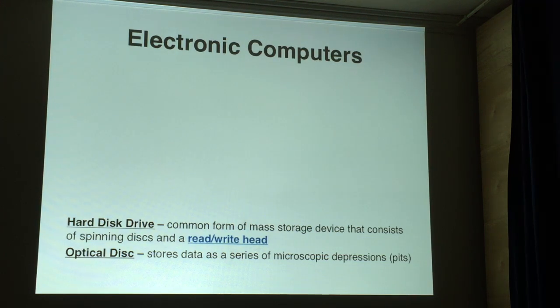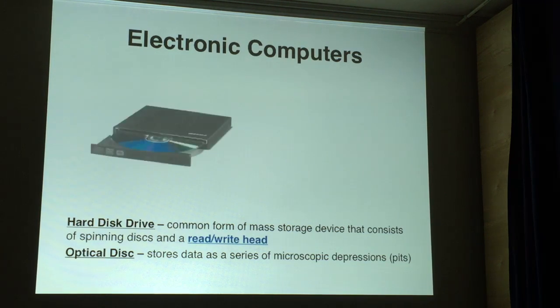The way they store the data is a series of microscopic depressions on a flat surface that is then read by a laser. And again, these depressions are made by either a 0 or 1. It's the same sort of system that you see throughout the computer. So here's an example of an optical disc.